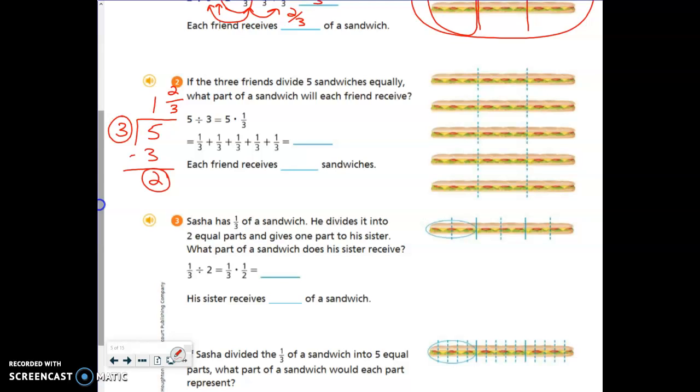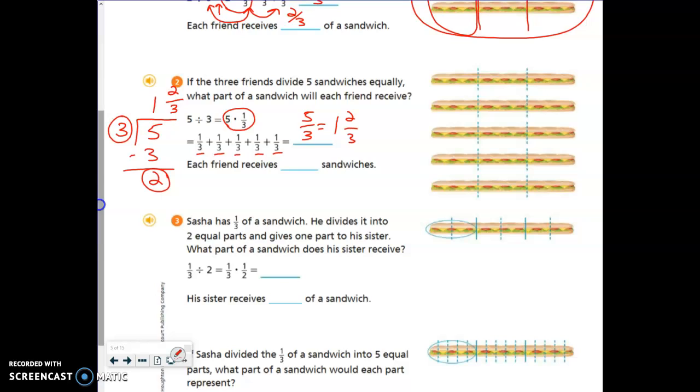Okay, and you'll see that we'll end up with the same answer going through how the book explains this problem. They're saying 5 divided by 3 means the same thing as 5 times the opposite, 1/3, which is the same thing as 1/3 plus 1/3 plus 1/3 plus 1/3 plus 1/3, or 5/3. But if I convert 5/3 into a mixed number, which we almost always do, I end up with 1 2/3, which is what I ended up with by just dividing originally.